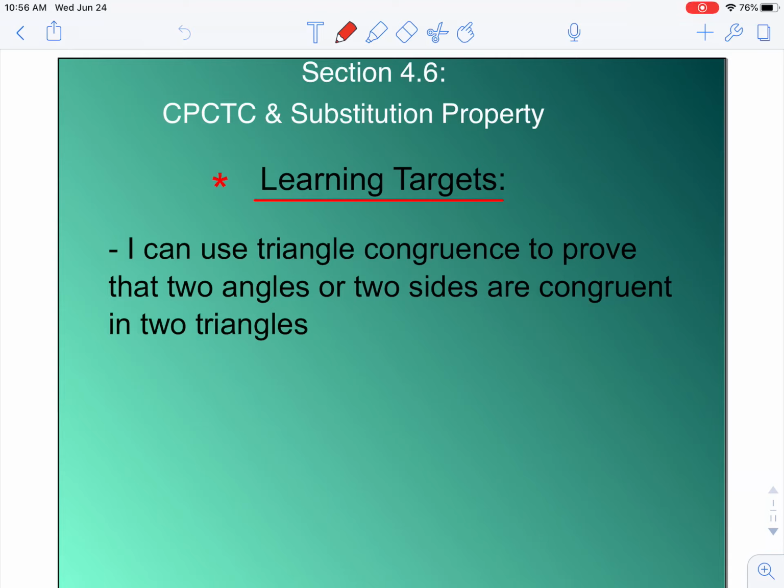Section 4.6, CPCTC and substitution property. So we're going to use the triangle congruence theorems that we've been learning to prove that two angles or two sides are congruent that weren't given.